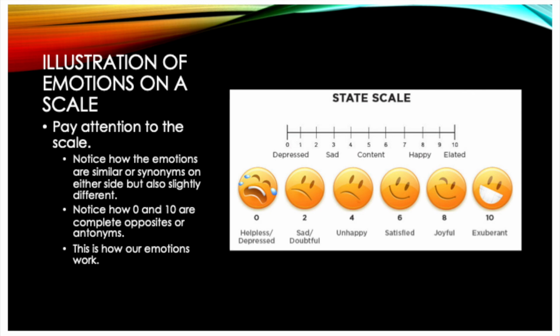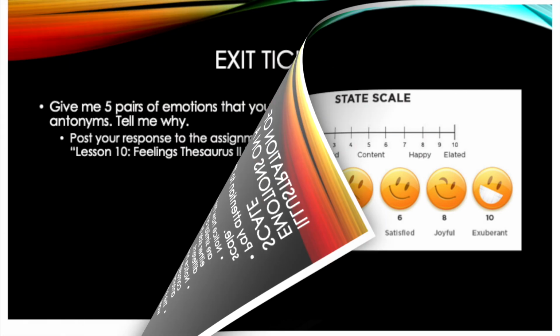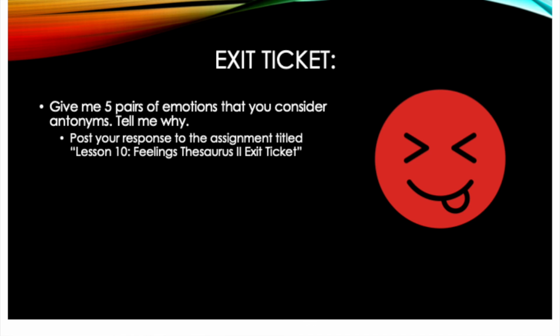Think about synonyms, think about antonyms, and I'm going to go ahead and jump into our exit ticket for this lesson. Our exit ticket is I want you to give me 5 pairs of emotions that, not what you think other people think, but that you consider antonyms. And tell me why you think they're different, they're opposing, they are not the same. They're on different ends of a spectrum, okay? And you're going to post your response to the assignment that's titled Lesson 10, Feelings Thesaurus II, Exit Ticket. I look forward to getting your responses.